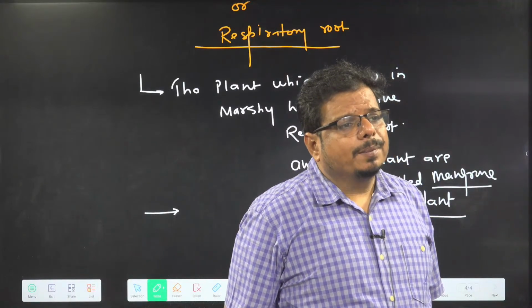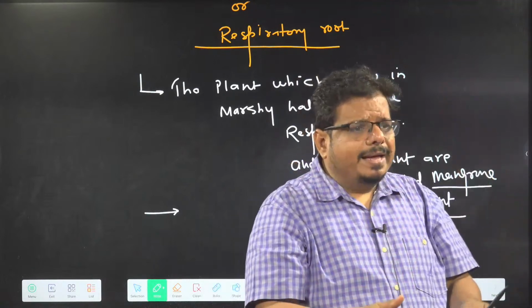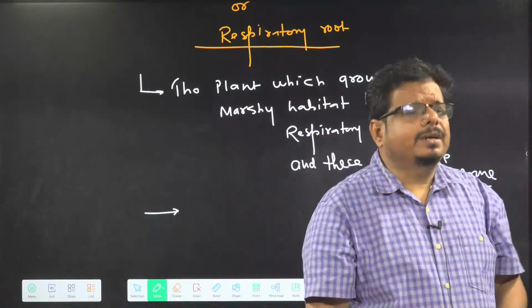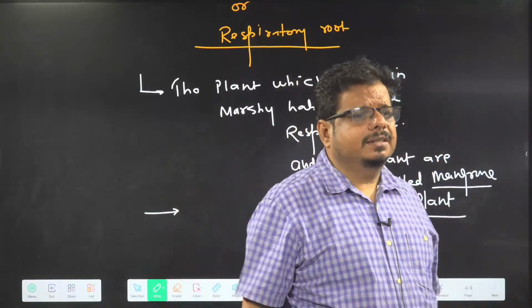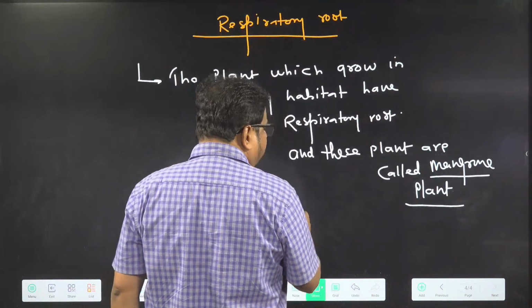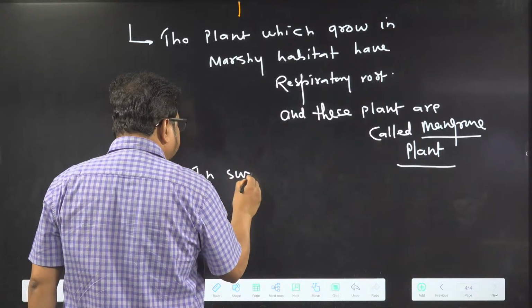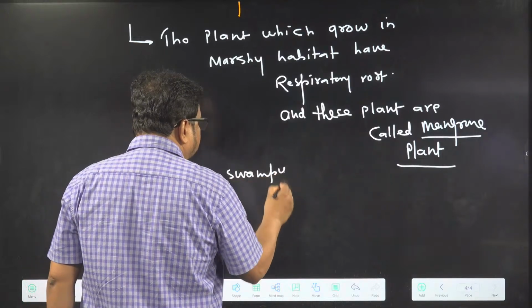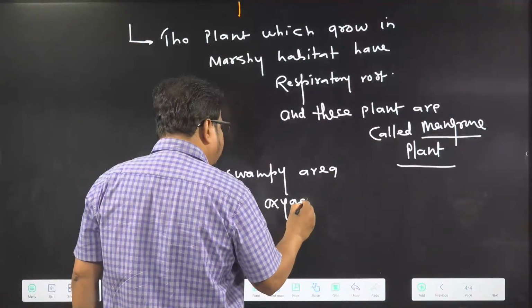Even on the bank of Krishna river, near the which one? So this swampy area is present near the coastal region, where brackish water is there. So many mangrove plants are there. Understanding the idea? So in mangrove, in swampy area, what happens? In swampy area, there is oxygen deficiency in the soil.